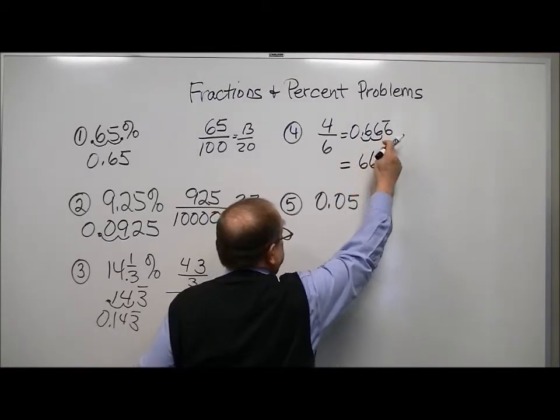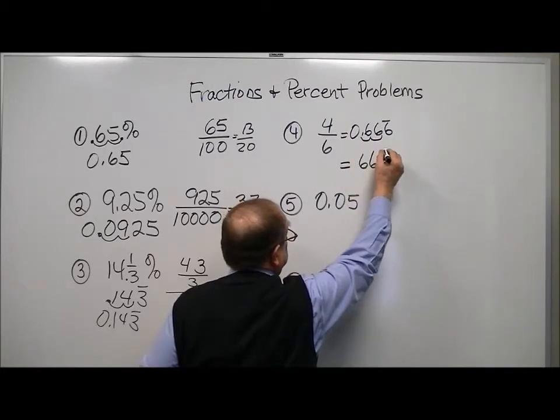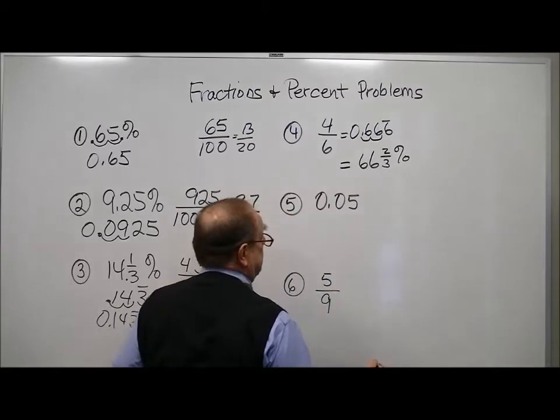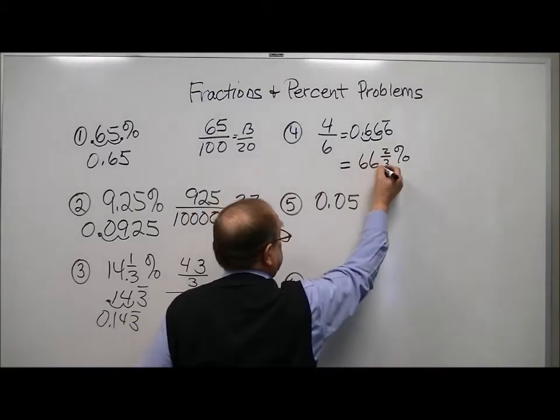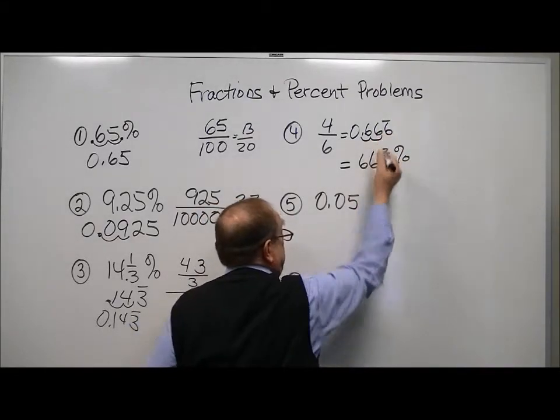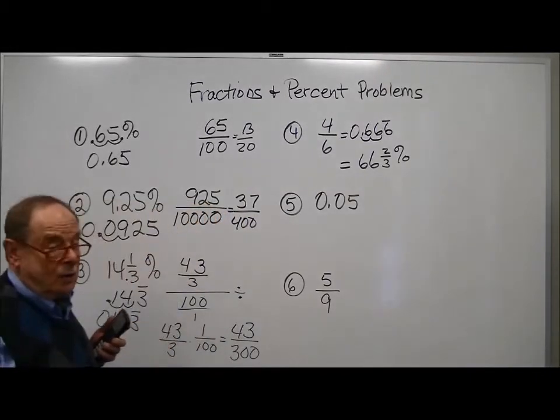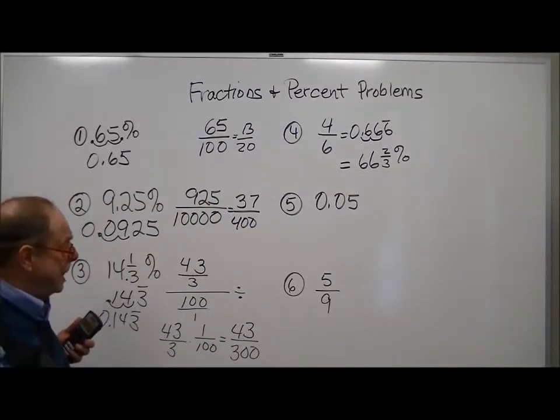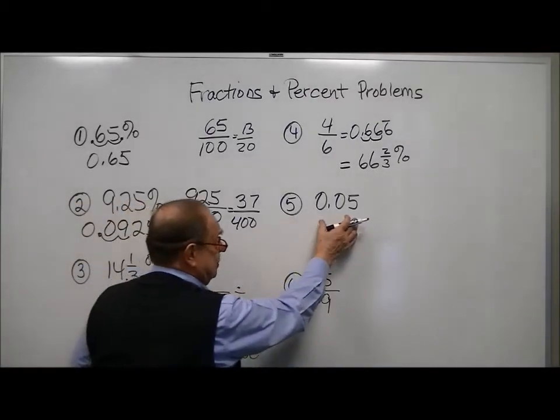You can write this as either 2/3% or put a dot there and 6 with a repeating bar over the 6. Number 5 is pretty straightforward.